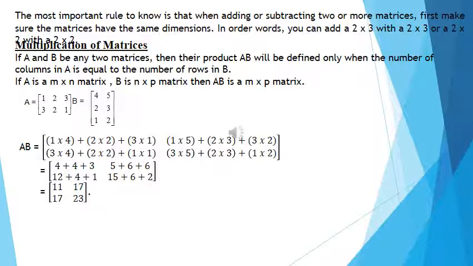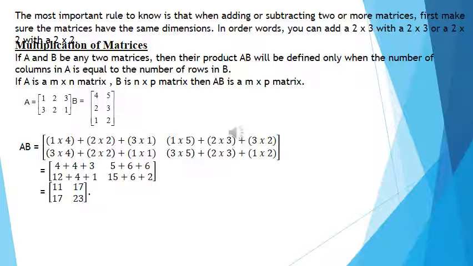Next one, 3 2 1. This is the second row in A. This is multiplied with B, second row, first column. So in B, that is how we are multiplying. 3 into 2, 3 2 1, 4 2 1 should be multiplied: 3 into 4 plus 2 into 2 plus 1 into 1. The next one will be 3 into 5, 2 into 3 plus 1 into 2. That gives you the second row, second column of AB.